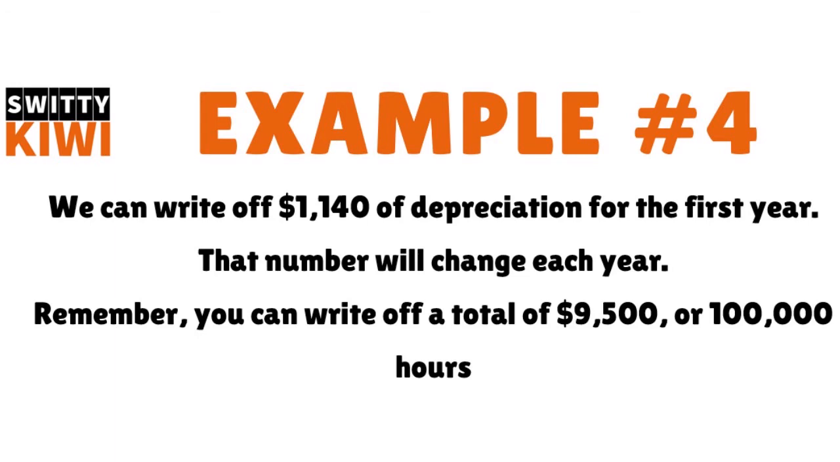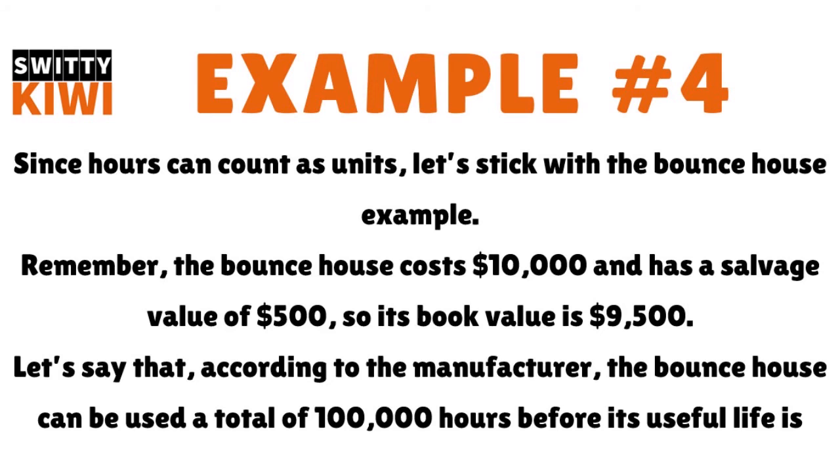So basically, what you have just seen on the screen, let's break it down. Since hours can count as units, we want to stick with the bounce house example. Remember, the bounce house costs $10,000 and has a salvage value of $500, so its book value is $9,500. Let's say that according to the manufacturer, the bounce house can be used a total of 100,000 hours before its useful life is over.